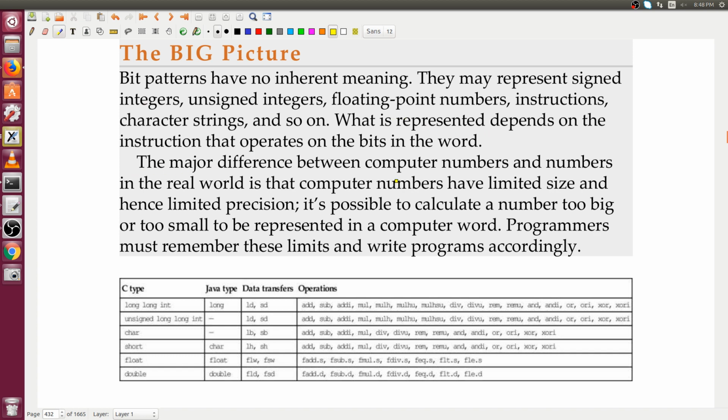The major difference between computer numbers and numbers in the real world is that computer numbers have a limited size. We can't have an arbitrarily long number in a computer. They have to fit into our registers and into memory. So most of the time we pick a multiple of 2, because a transistor can have either an on or off position. That is 2, so that means we inherently have to use base 2.